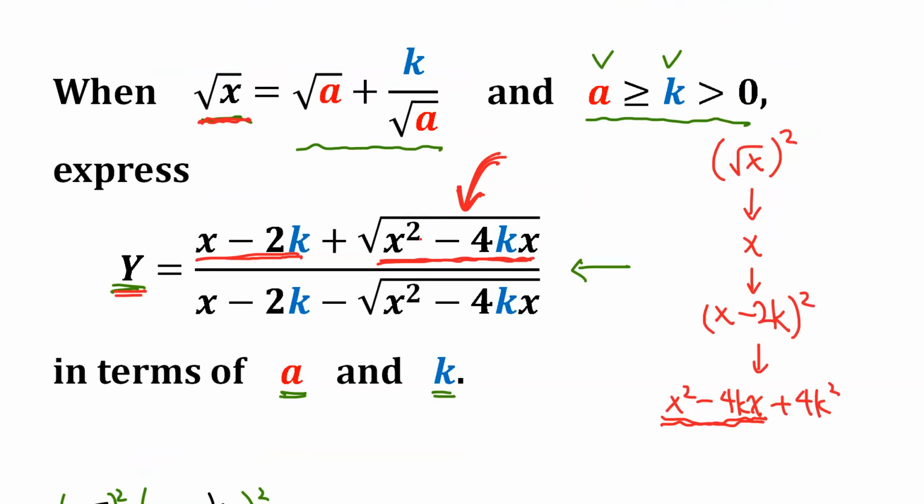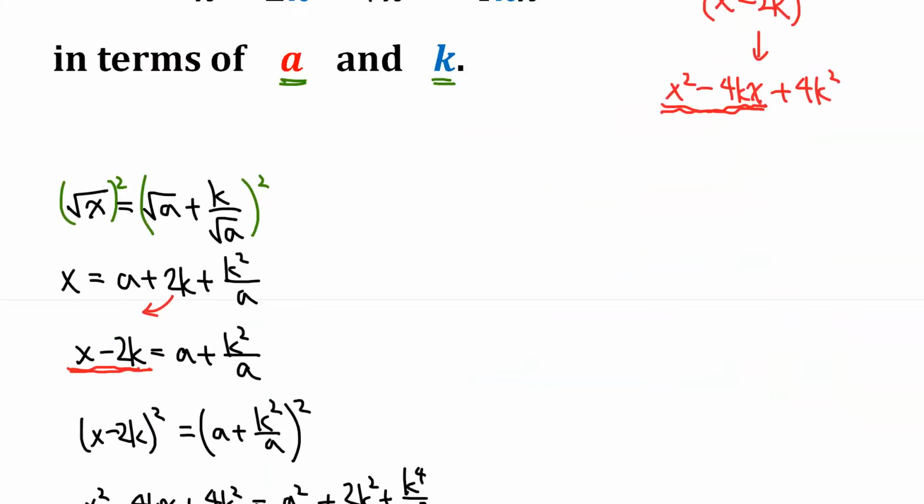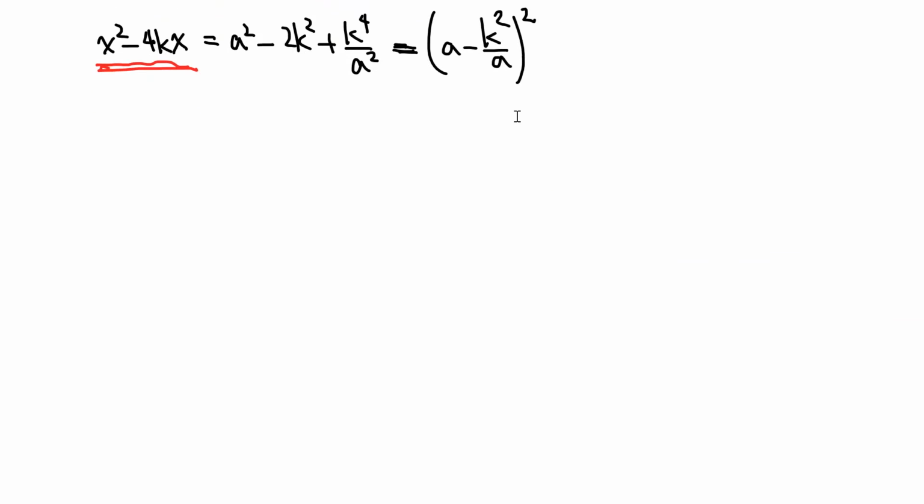But what we actually need is the square root of x squared minus 4kx. So we have to take a square root on the expression that we have just found. However, when we are attempting to take a square root, we need to be careful because first we have to decide whether this term is positive or negative, because depending on whether this term is positive or negative, the expressions for the square root may differ. So let's find this out first.